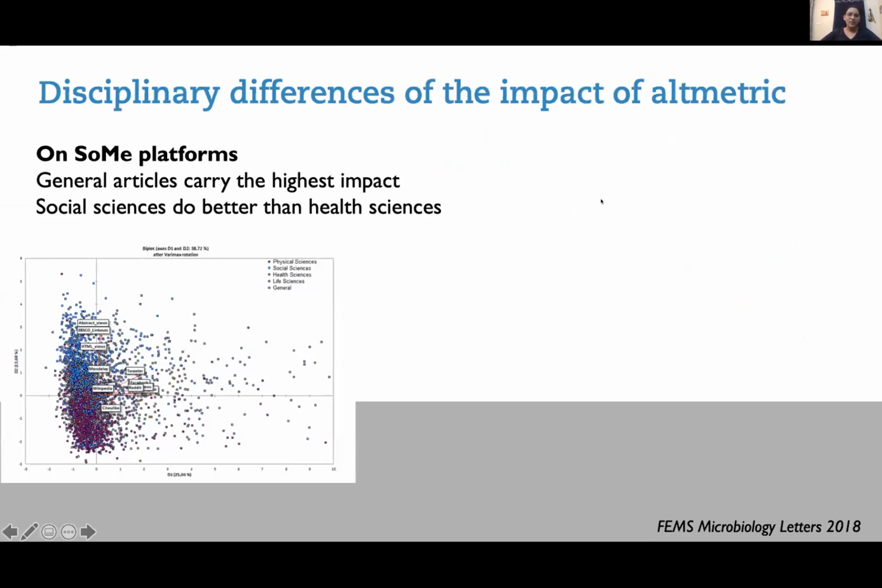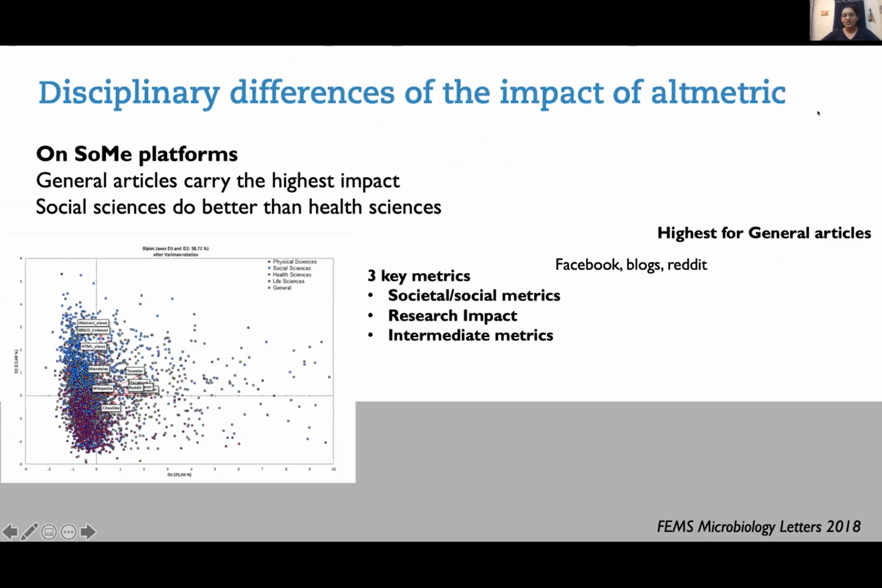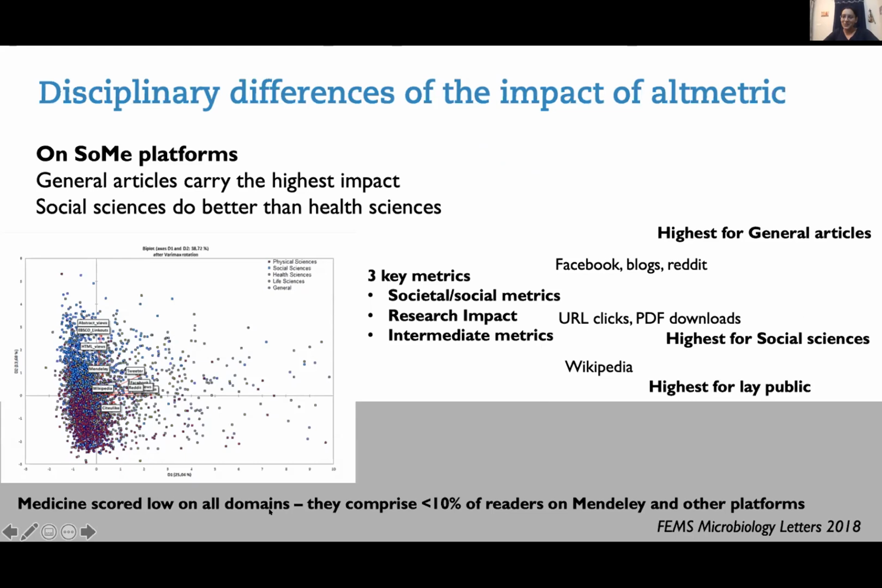And also there's a disciplinary impact. In this paper, people show that the general papers or social science papers have better Altmetric scores. And again, there are 3 metrics. The societal metrics would be like Facebook, blog posts, where articles are discussed, and research impact. Actually, it is very interesting that URL clicks and PDF downloads are highest for the social sciences, maybe because social science is more about reading and discussing literature. That is what it revolves around, rather than working in the hospital. And the intermediate metrics like Wikipedia are highest for the lay public, and medicine scored low on all domains. So this was actually surprising and also a little shameful, but then this is how it is.